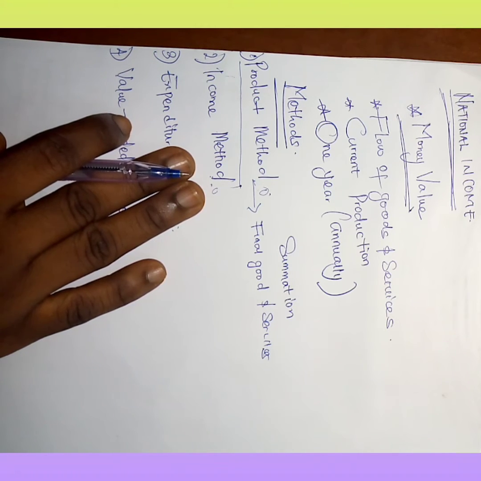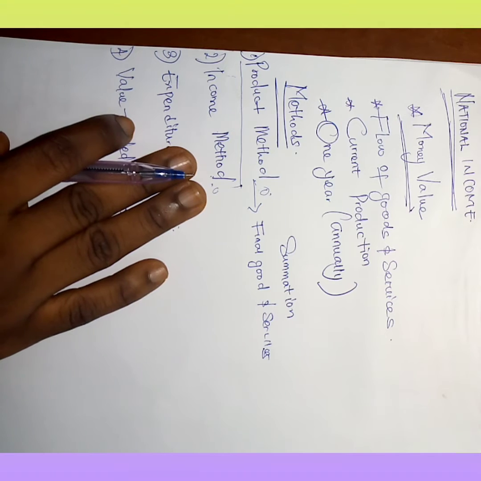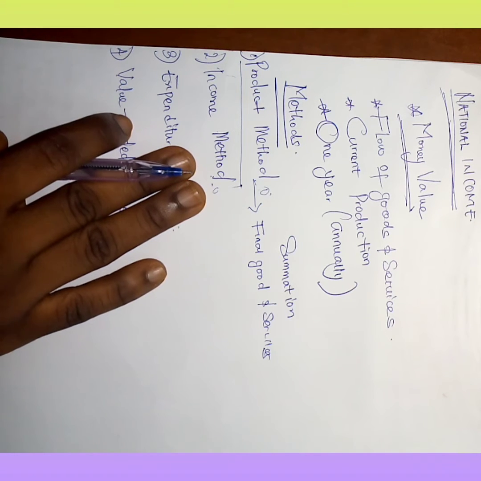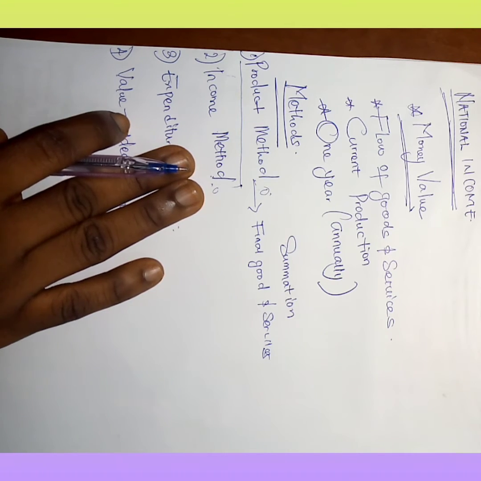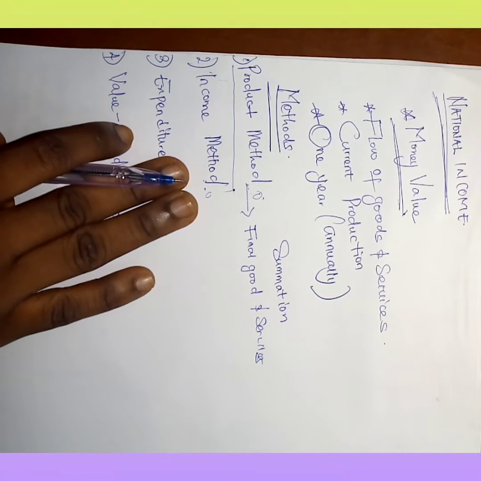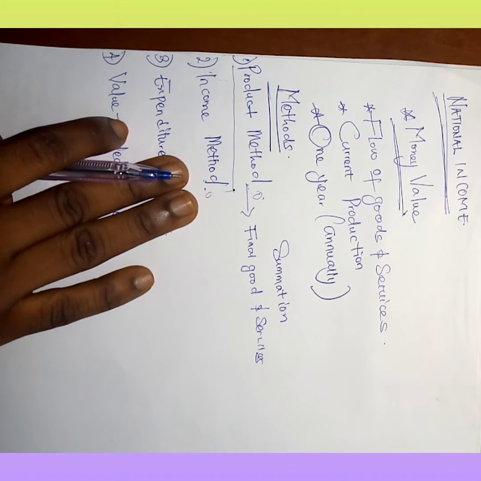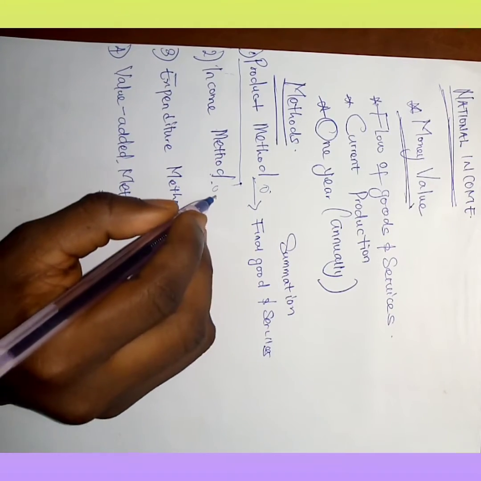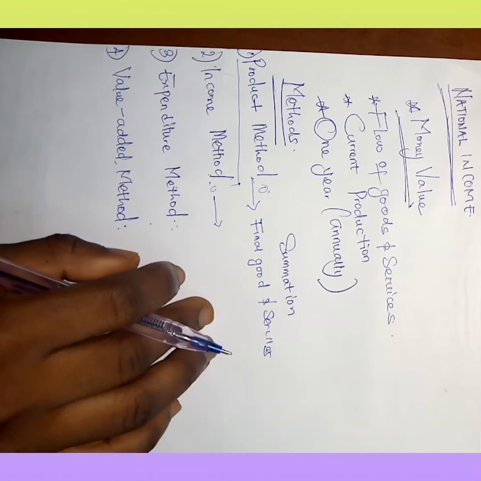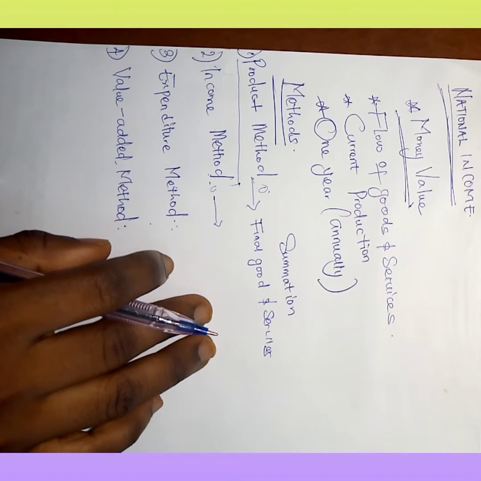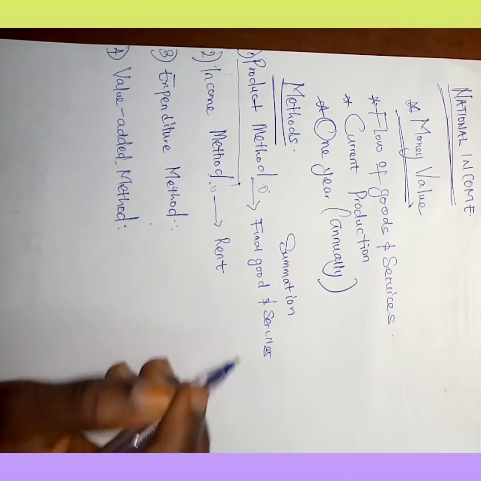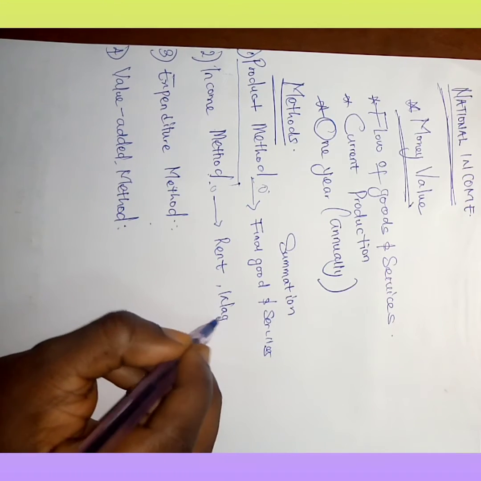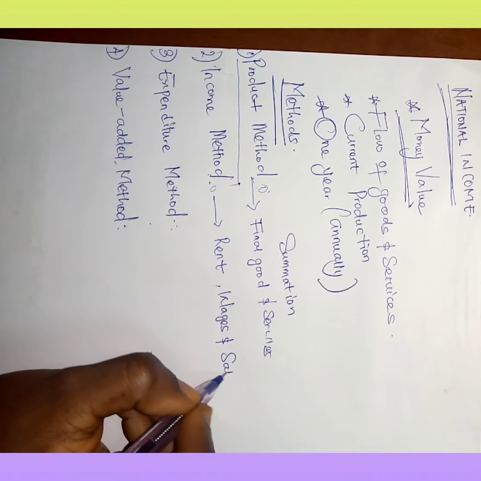You see, when we are looking at the income method, we are trying to sum up all the total income received by all factors of production in a country. As we are expected to know, there are 4 factors of production: the land, the labor, capital, and entrepreneur. And each of these factors of production have their respective rewards. And for land, the reward is rent. For labor, the reward is wages and salaries.